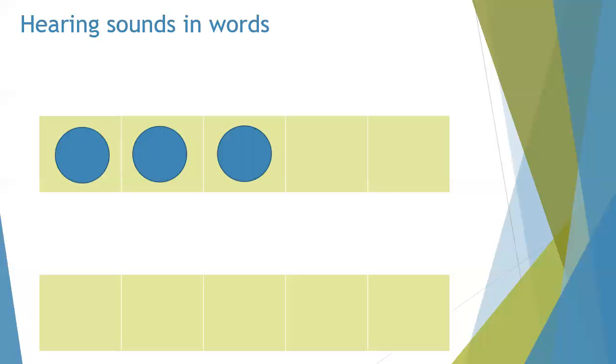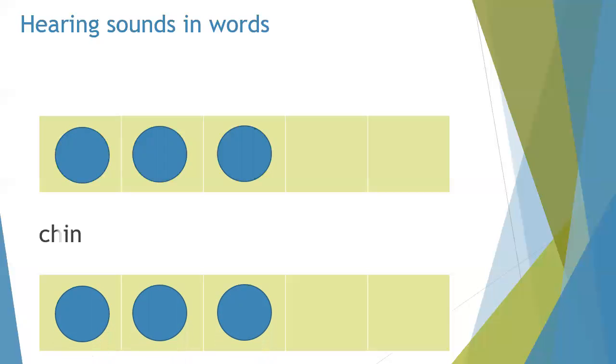Let's have a go at chin. Stretch it out. Ch, i, n. So once again, we have 3. The CH is a digraph, so it's two letters representing one sound.